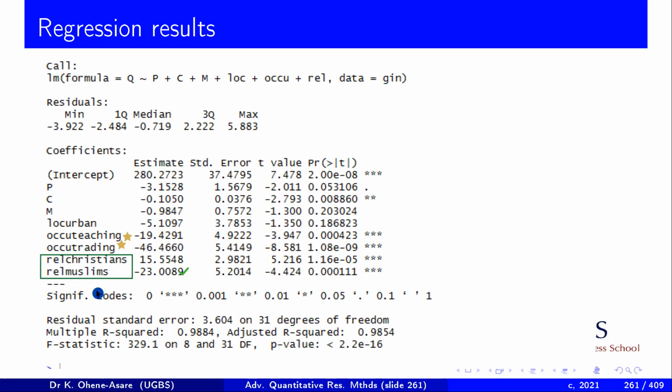Quantity demanded is predicted to be 23.01 units less if the people are Muslims than Buddhists. You got to master how to interpret the dummy variable. It's very important. And this is significant at 0.1%, which is what you can see here. It's significant at 0.1% because of the 3 stars. So that is how you interpret.